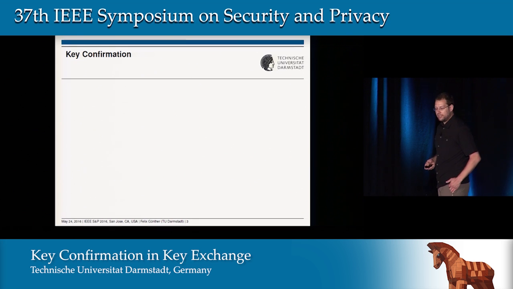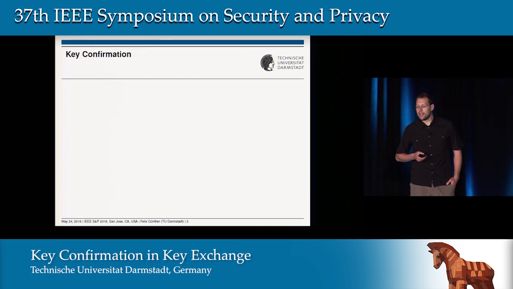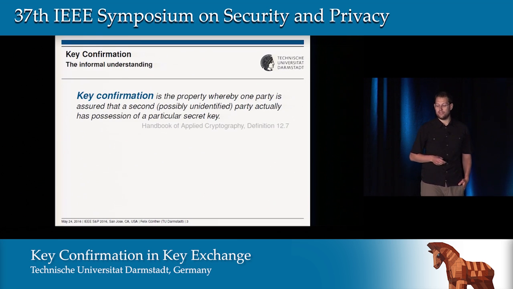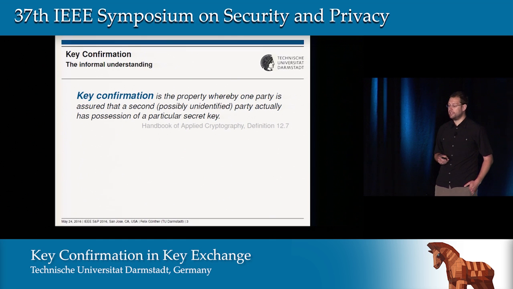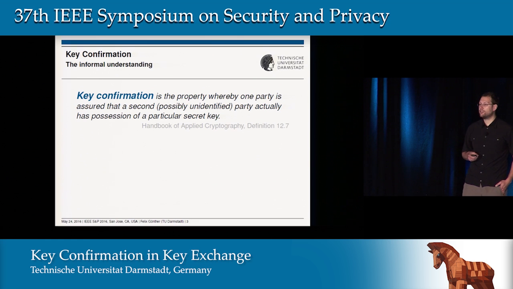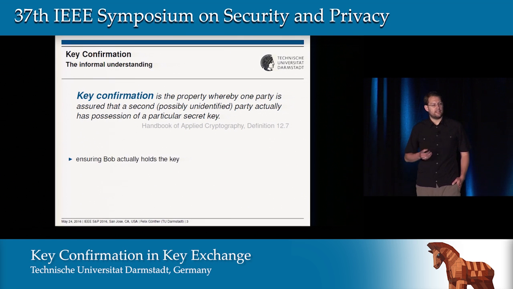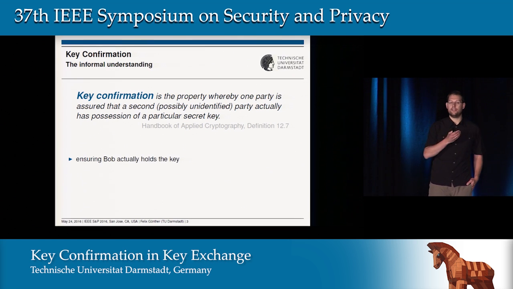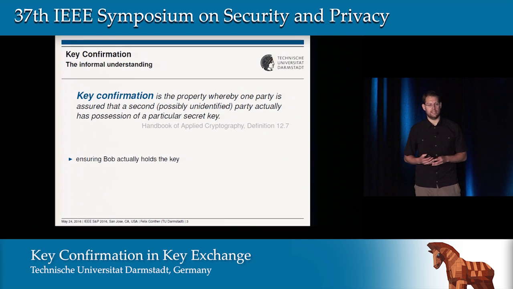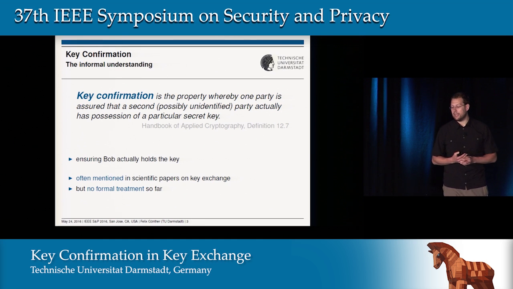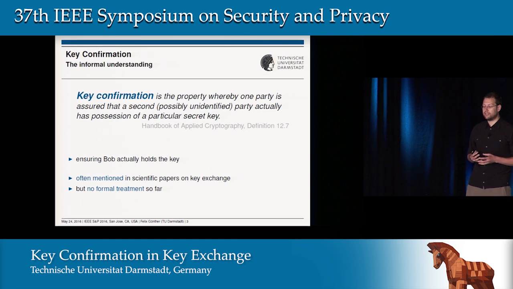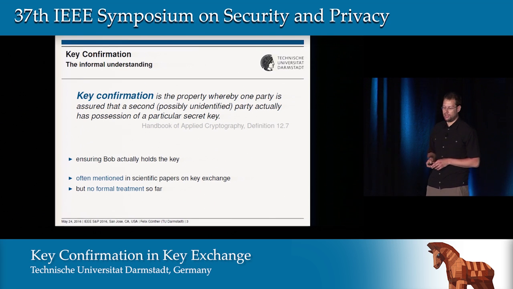To start with an informal definition, let's quote from the Handbook of Applied Cryptography, where it says, key confirmation is the property whereby one party is assured that a second, possibly unidentified party, actually has possession of a particular secret key. In other words, Alice is ensured that Bob actually holds the key that she has. While this property, key confirmation, is often mentioned in scientific papers on key exchange, interestingly, there was no formalization, no explicit formal treatment of this notion so far.